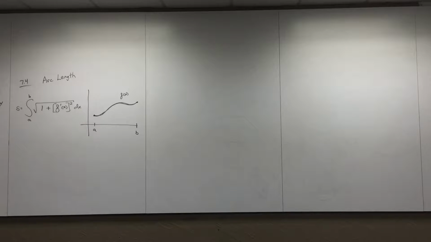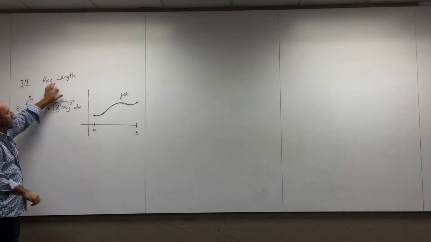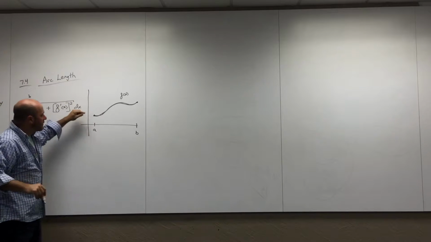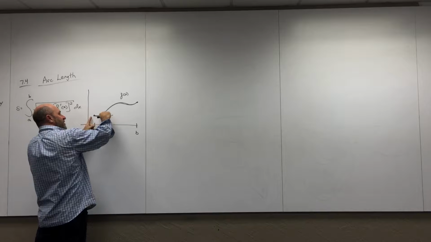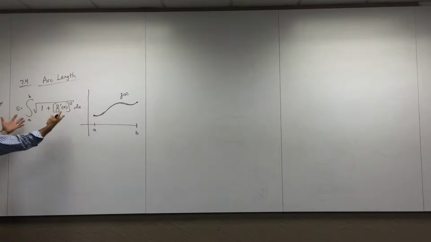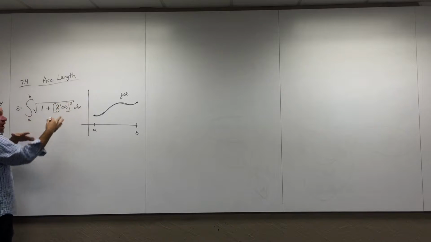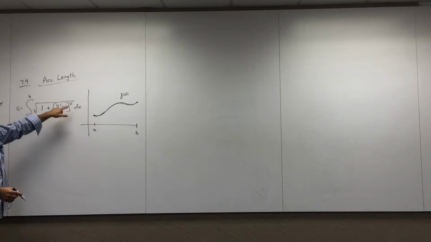So if we move into 7.4, we've got arc length. We can find the arc length of a curve, like if you laid a tape measure on here and measured this curve. And it's this kind of crazy formula: the integral of the square root of 1 plus the derivative squared.